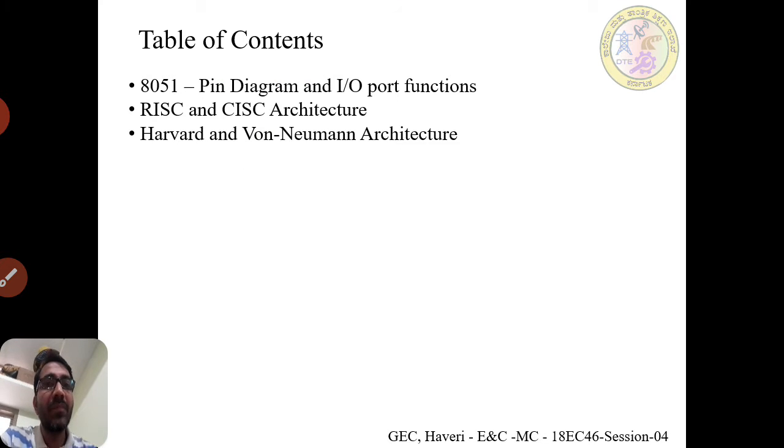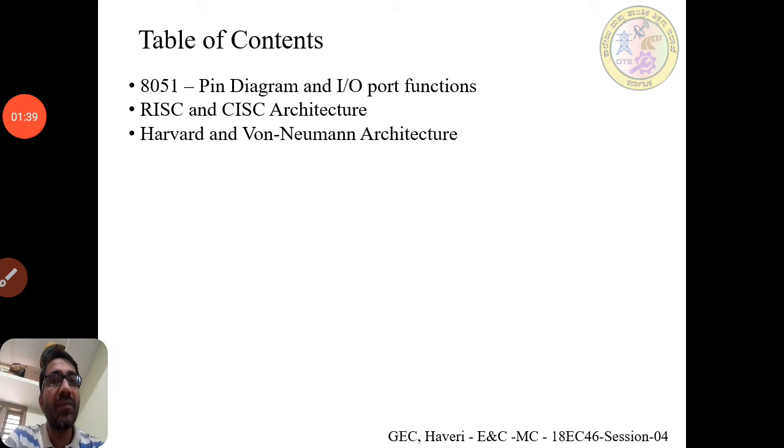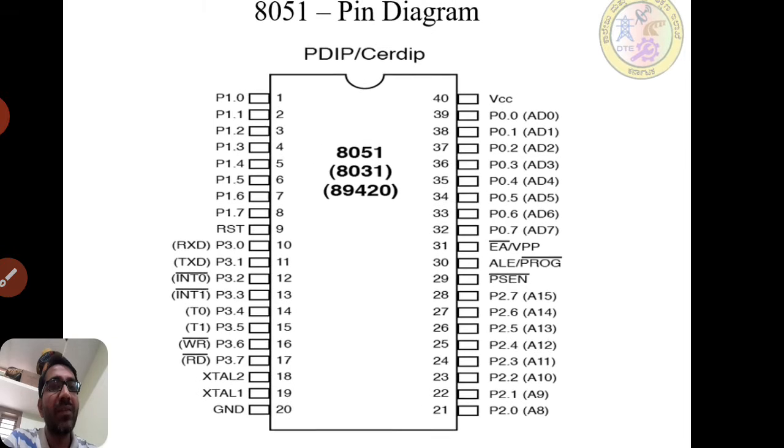The contents of today's session will be the 8051 pin diagram and IO port functions, the functions of each pin, and RISC and CISC architectures, Harvard and Von Neumann architecture. These are the three topics we will see. And now the pin diagram. The pin diagram of 8051 looks like this.